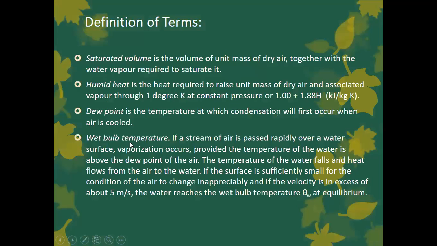Now, as for definitions that are important, let's review some. When we speak of saturated volume, it is the volume of unit mass of dry air together with the water vapor required to saturate it. So that's the saturated volume. Now, the humid heat, actually, I have presented this already in the psychrometric processes set of slides. It's just the CP of the mixture of water vapor and air. Based on its definition, it is the heat required to raise the unit mass of dry air and its associated water vapor by 1 degree Kelvin at constant pressure.